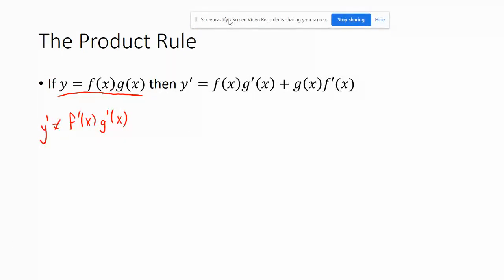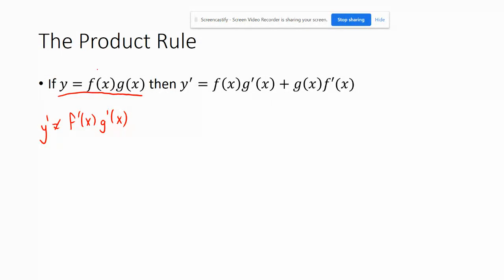So here's what the product rule is. This has not been proven to you yet. I'm just showing you what it is. I will show a proof in class, and it's in your textbook as well, so feel free to read up on that if you want. I'm just going to show you how this one works.